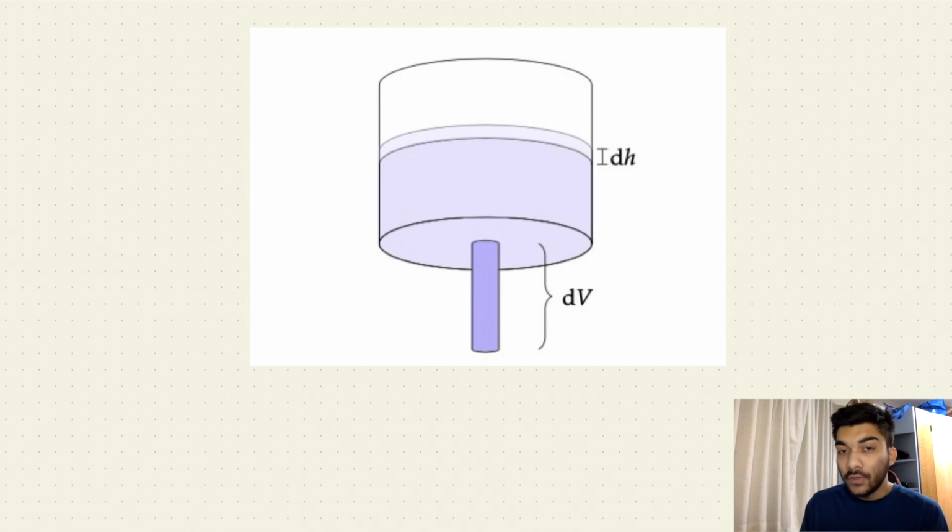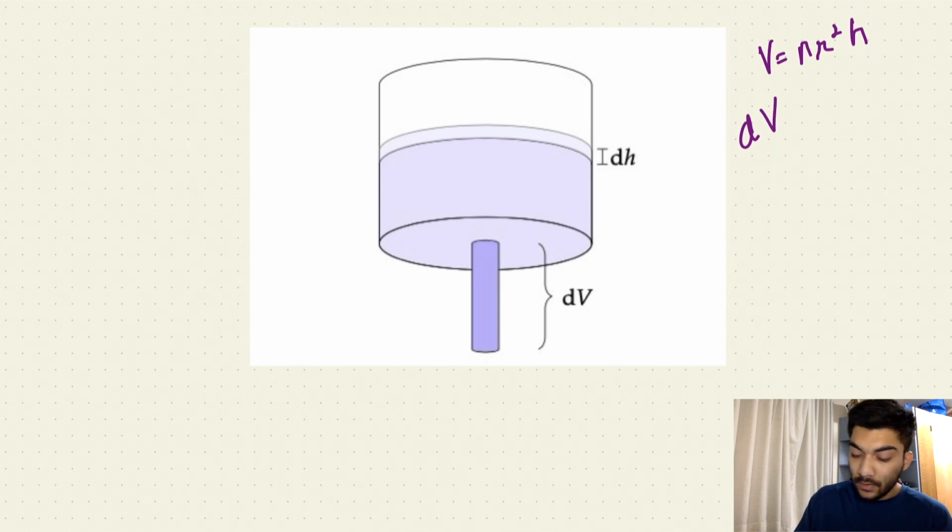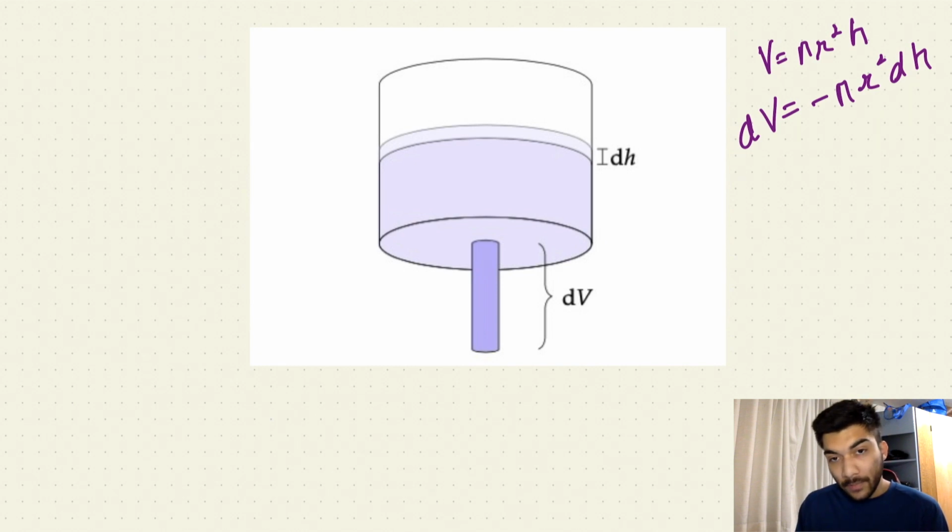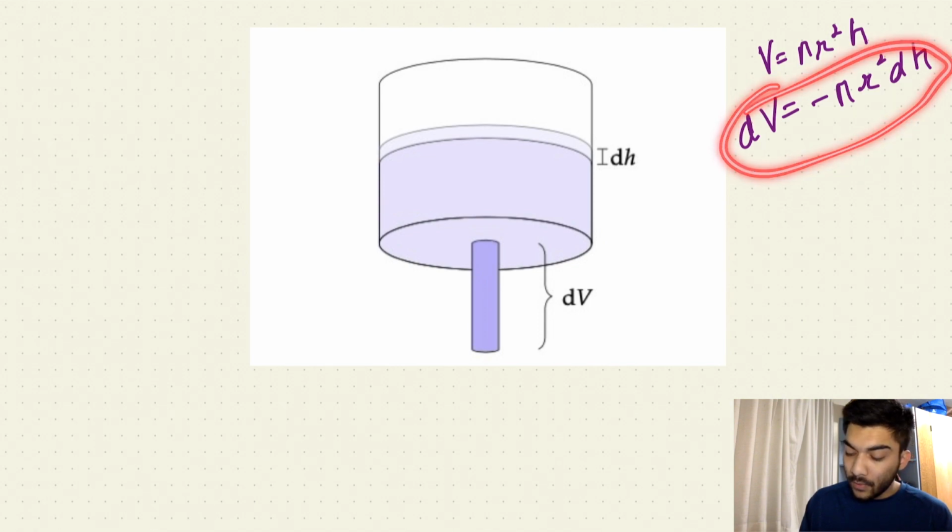We already know that the volume of the cylinder is equal to pi r squared h, right? So if we have to calculate the volume change for a dh height difference, the volume is decreasing for the cylindrical vessel because dh is negative. So dv would also be negative pi r squared dh in this case, right? I hope that makes sense. Feel free to comment down in this video if you have any doubts regarding this equation.